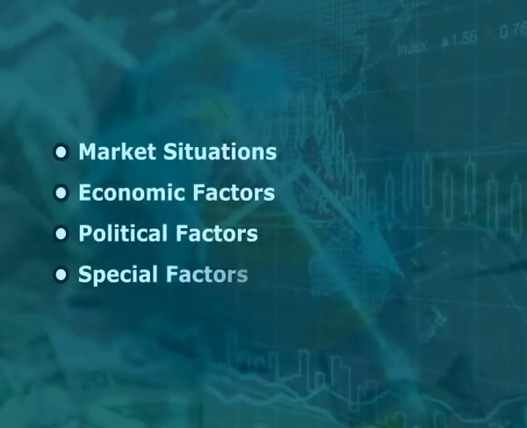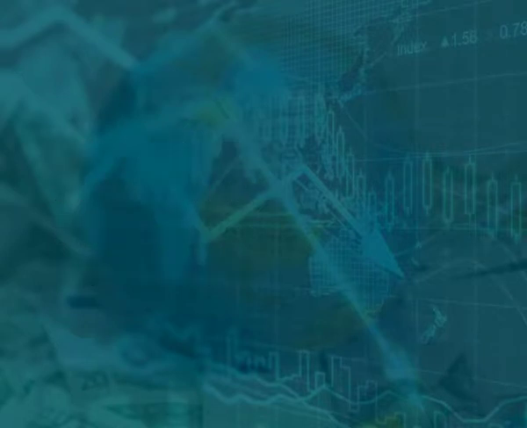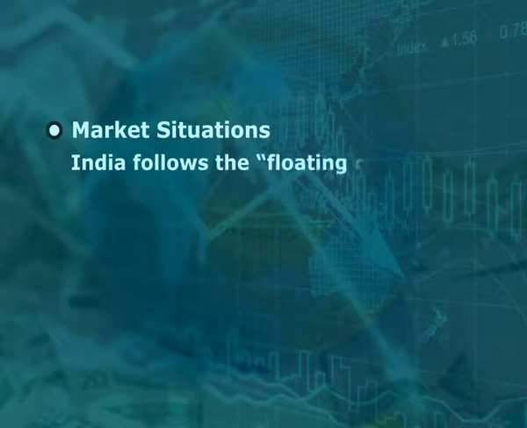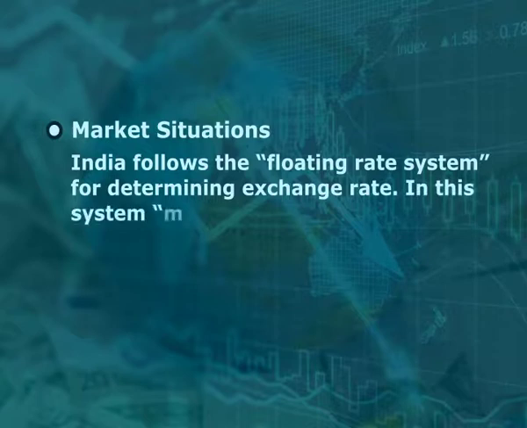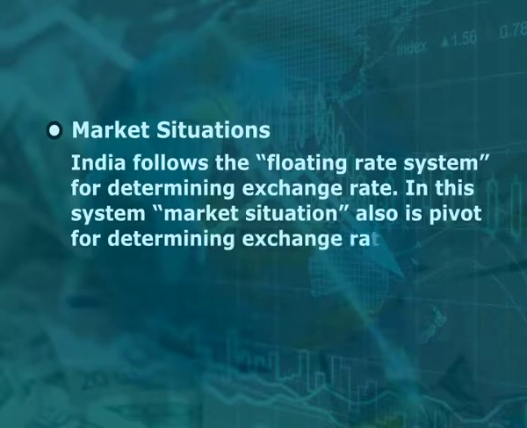After studying research reports on the relationship between rupee and dollar of the last 4 years, we identified some factors which have been segregated under 4 heads. These are market situations, economic factors, political factors and spatial factors. The first, market situations. India follows the floating rate system for determining exchange rate. In this system, market situation also is pivotal for determining exchange rate.